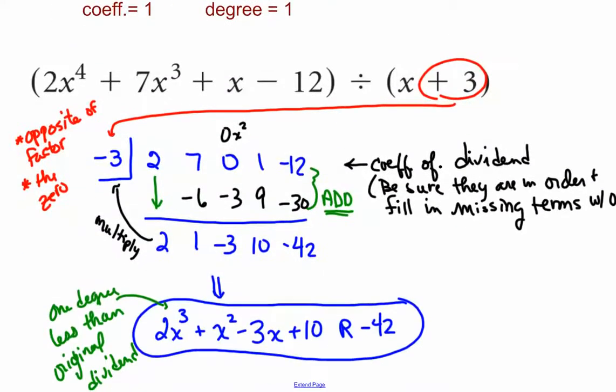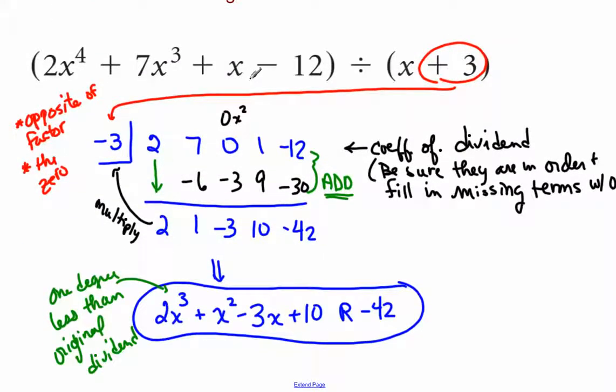If I have 2x to the fourth plus 7x cubed plus x minus 12 divided by x plus 3, I'm not going to do the big box. I'm going to do a little box out here, okay? And how do I decide what I put in here? I look at my divisor, what I'm dividing by, and I take the opposite of this here. It's actually the 0 of x plus 3 that I'm putting here, okay?